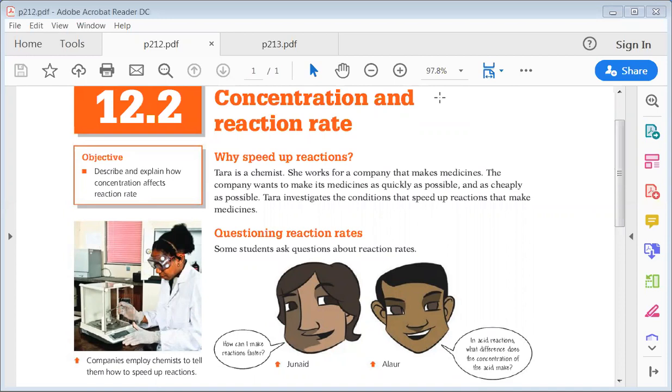At first, why do we sometimes need to speed up reactions? Sometimes we need to speed up reactions to get the product immediately. We don't need to spend a long time to get the product. So sometimes we need to use a substance to speed up the reaction.